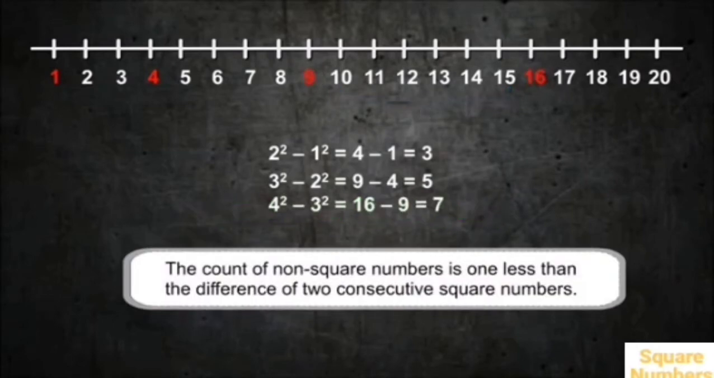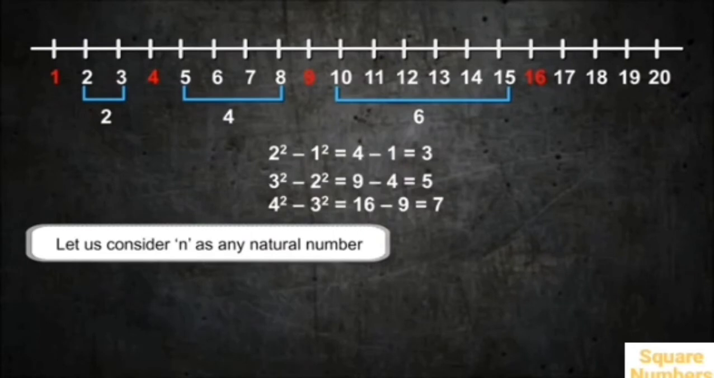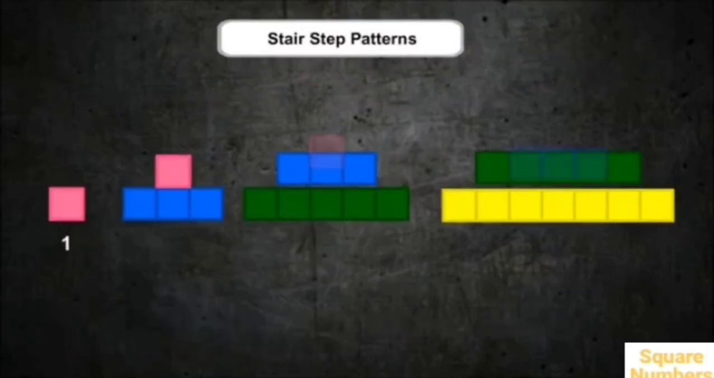Now tell me again, do you see any patterns? Now observe the difference of the squares of any two consecutive numbers and the count of non-square numbers between them. We find the count of non-square numbers is 1 less than the difference. We can generalize this pattern. Let us consider n as any natural number. Therefore, its consecutive number will be n plus 1. And the difference between them will be (n plus 1) whole squared minus n squared, and we get the result as 2n plus 1.